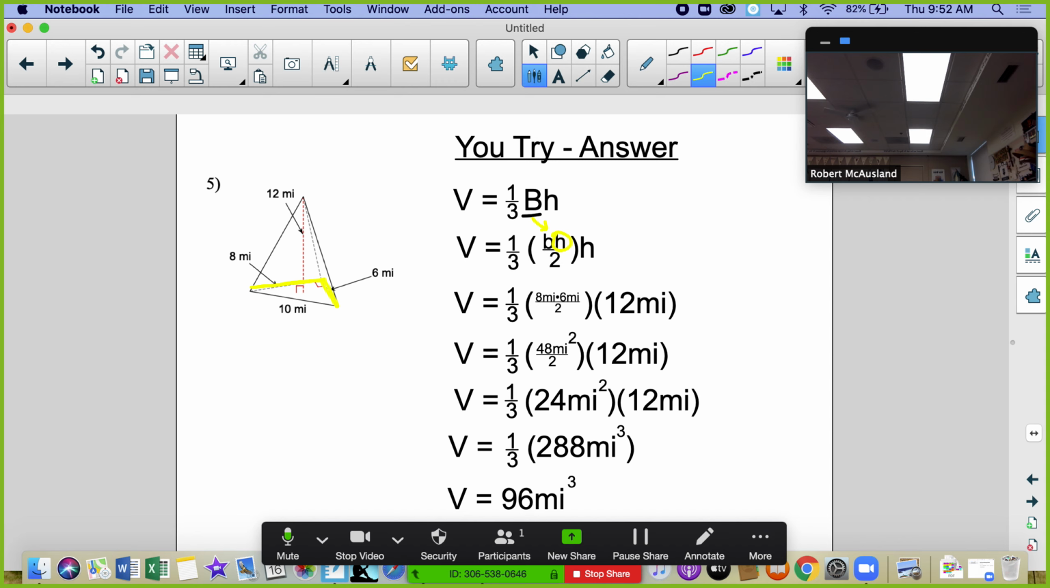And then I'm going to times it by the height of the object. The height of the object has to be inside to the middle of that base. It has to be perpendicular inside, which is 12 miles. So we have 8 miles times 6 miles is 48 miles squared, divided by 2 is 24 miles squared. We're going to take 24 miles squared, multiply it by 12 miles to get 288 miles cubed, and then we're going to divide that by 3, which would give us a volume of 96 miles cubed.